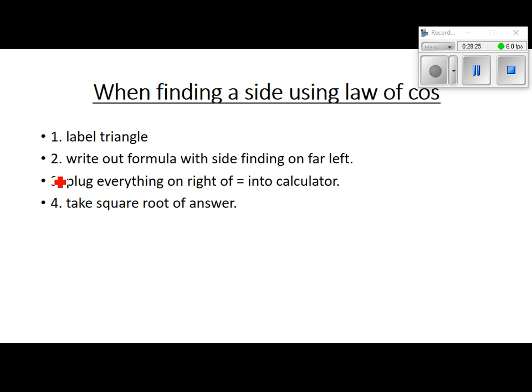When finding a side using the law of cosines, this is pretty easy. We're going to do an example and do a couple of problems this way. When finding a side, label the triangle. Just draw your triangle and label everything you need. Write out the formula with the side that you're finding on the far left. Plug everything on the right of the equal sign into the calculator, and then take the square root of that answer.